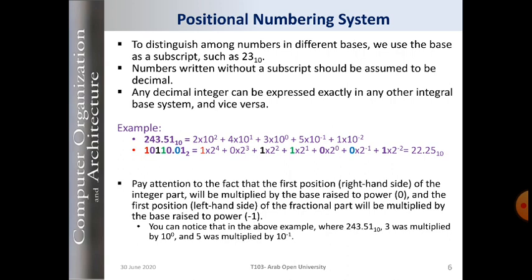To represent it, or to convert it to the decimal system, we start from the decimal point. From the decimal point to the left side, which is the integer part, we have the 0. 0 is the unit digit. So we multiply 0 by 2 to the power 0, because it's base 2. And all the time we start from 0.